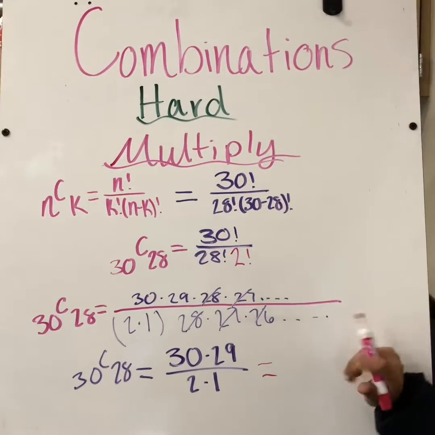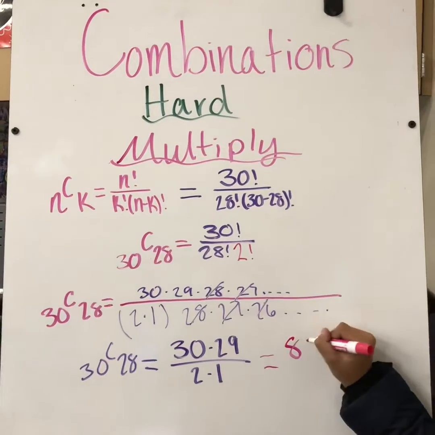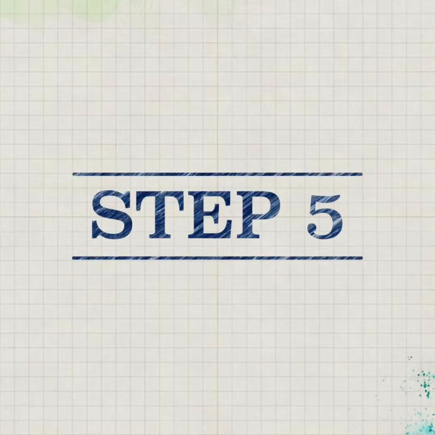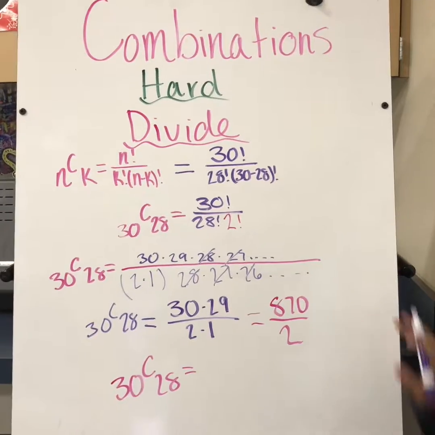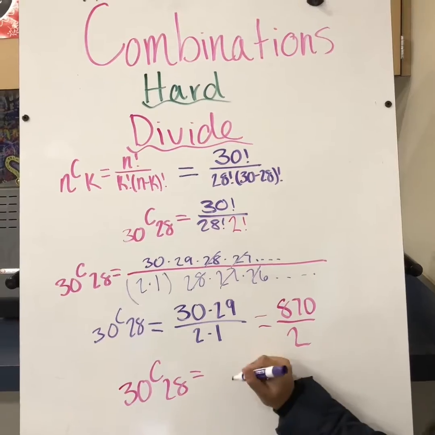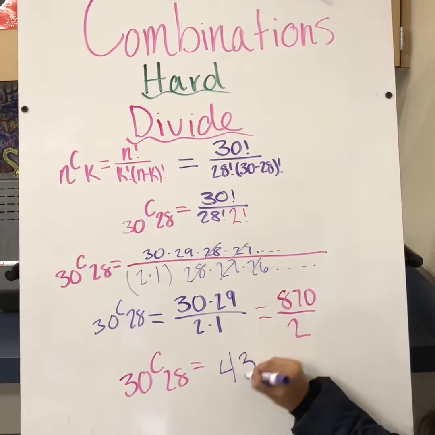So now we're going to multiply, so it's going to equal 870 over 2. So lastly, we're going to divide, and 870 divided by 2 is going to equal 435.